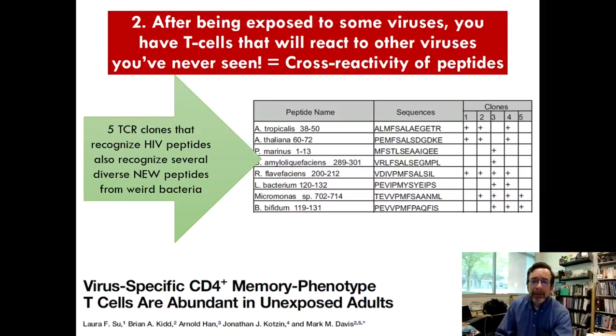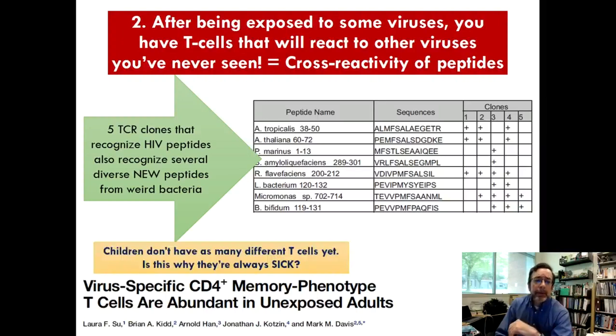And they started to look at the sequences, and they realized, oh, the sequences are similar, even though the diseases are very different. Just because peptides are so short, you're going to get that. Children don't have as many different T cells yet. Maybe the cross-reactive T cells are one of the things that changes you from being a child. You get sick with everything, but then because you have cross-reactivity, maybe your T cells start to recognize even things they've never seen before, if it has a case like this.